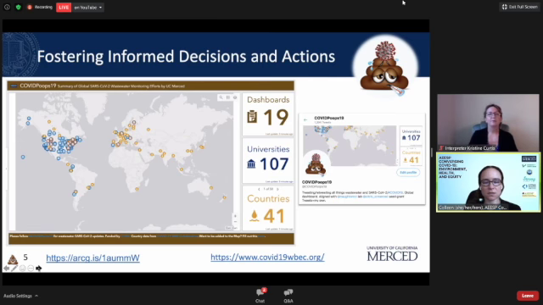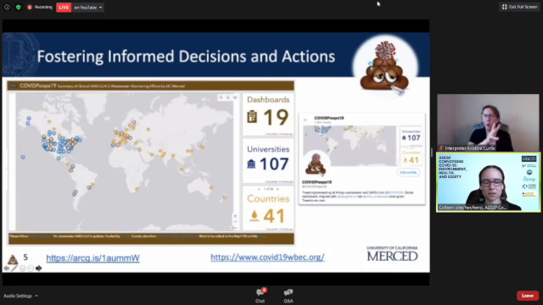So our group is trying to foster informed decisions and actions by putting this all in one place. We were inspired by the Johns Hopkins University dashboard. We wanted to make a similar one for wastewater, like their dashboards on COVID-19 cases. So you can zoom in on areas of the map, see if wastewater testing is happening in your area, visit the different websites and dashboards.